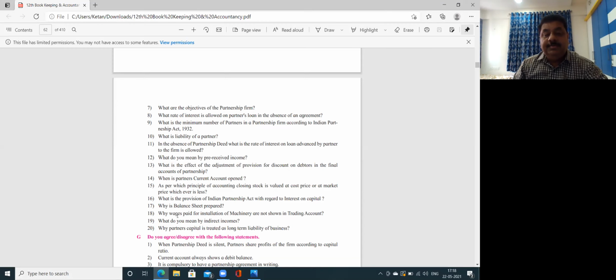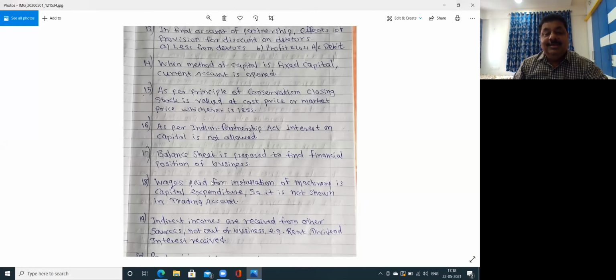Why is balance sheet prepared? हम लोग बैलेंस शीट क्यों करते हैं भला? Okay. Balance sheet is prepared to find financial position of the business. Simple. And how we can understand financial position of business? Because balance sheet is a statement of assets and liabilities. You can see the assets and liabilities of the business at a glance, and thereby you can understand what is the financial position of the business. So question number 17 का आंसर इस तरह से आएगा.